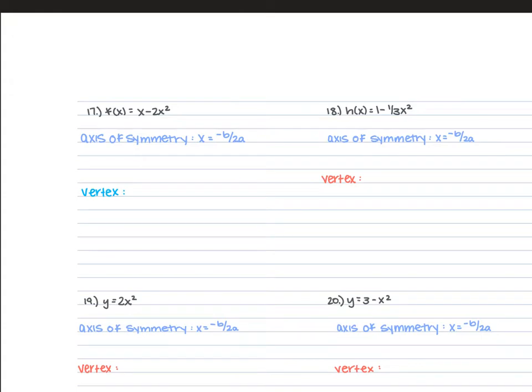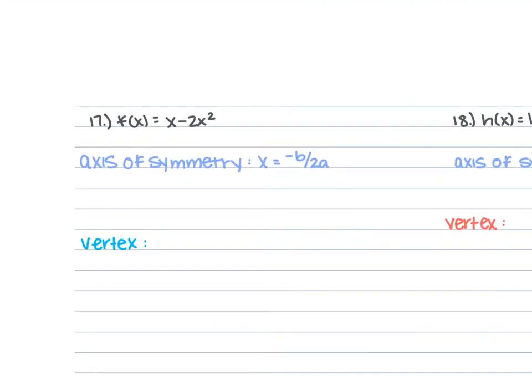For 17, we're given f of x is equal to x minus 2x squared. So for this one, our a is negative 2, our b is 1, and our c is 0. So this is going to give us x is equal to negative 1 over 2 times negative 2. So that's 1 over 4.